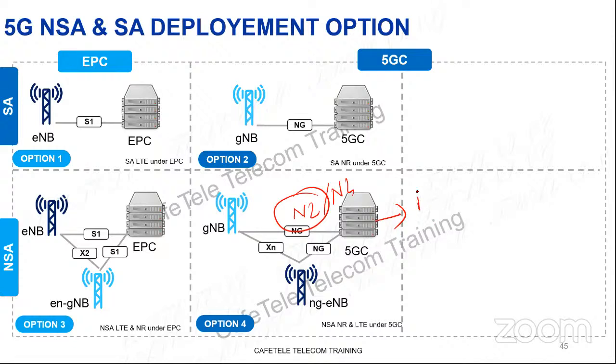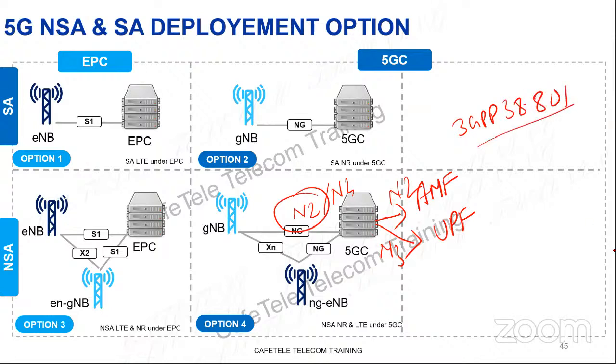One is handle control plane. So the control plane is handled by AMF and the user plane is handled by UPF. N2 is the connectivity from the gNodeB to the AMF, and N3 is the connectivity from the gNodeB to the UPF. Those are the terms. That's why I'm telling you, you have to check 3GPP spec 38.801. In that one, it explained all the detail very well.